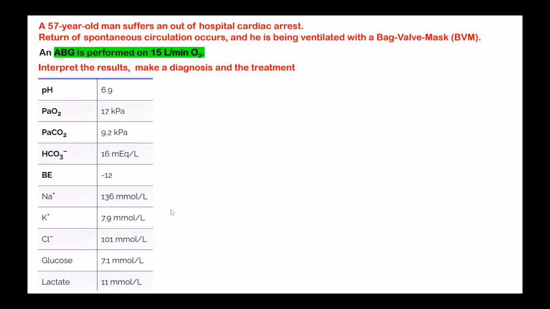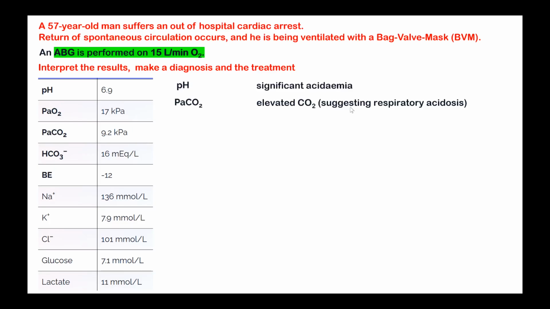So these are all the results. Now pH, what is your interpretation? Acidosis, sir. Gross acidosis or acidemia. Okay, significant acidemia. What about PaCO2? Elevated, 7.5 into 9.2, almost 70, 63. Okay, elevated CO2 suggesting respiratory acidosis. Oxygenation is only 17 kilopascals. So 17 into 7.5.